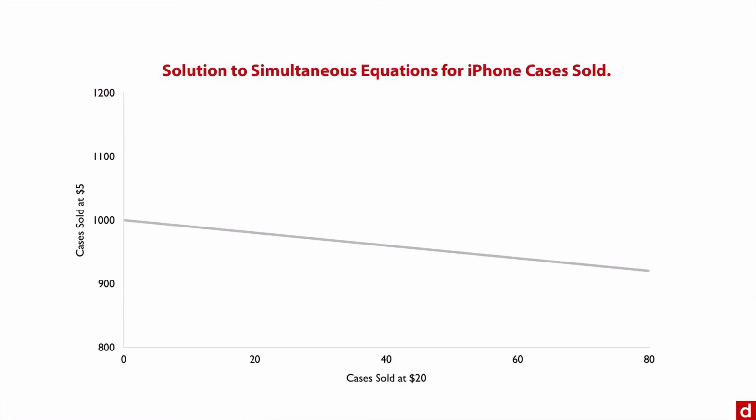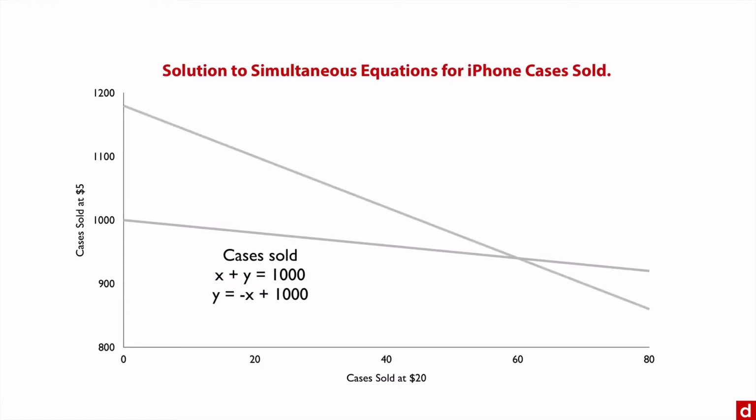So here's the first line. This indicates cases sold. It originally said x plus y equals 1,000, but we rearranged it to y is equal to minus x plus 1,000. And so that's the line we have here. And then we have another line which indicates earnings. And this one was originally written as $20 times x plus $5 times y equals $5,900 total. We rearrange that to y equals minus 4x plus 1180. That's the equation for the line.